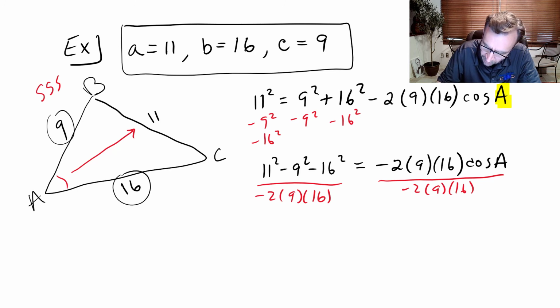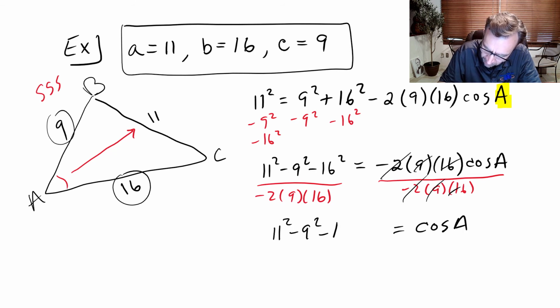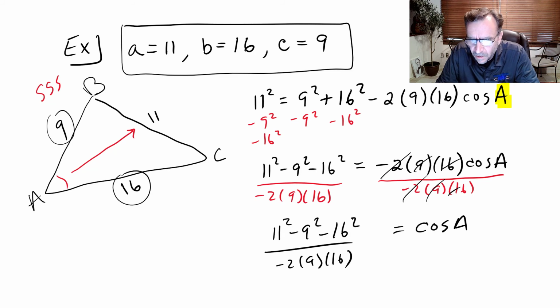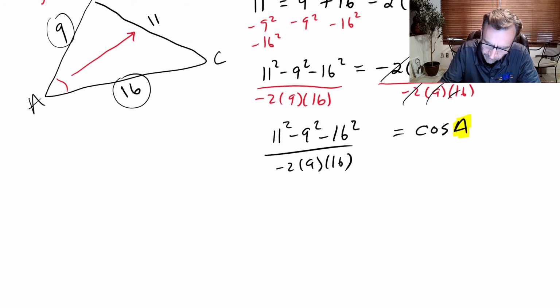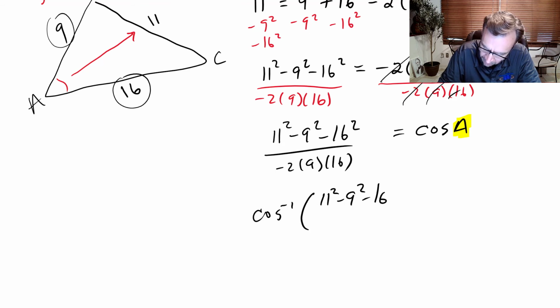And so on this side, it all kind of cancels, right? And I'm left with cosine of A, and that's what I want. On this side, we have 11 squared minus 9 squared minus 16 squared, all over negative 2 times 9 times 16. To get A by itself at this point, we'll apply cosine inverse to both sides. And so we have cosine inverse of this fraction, 11 squared minus 9 squared minus 16 squared, all over negative 2 times 9 times 16.